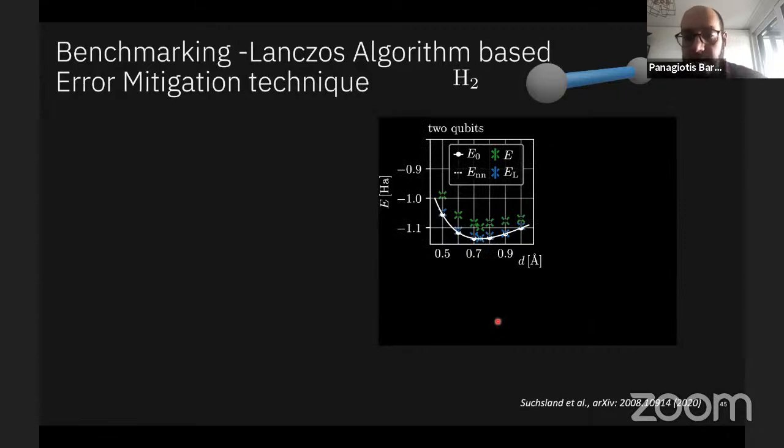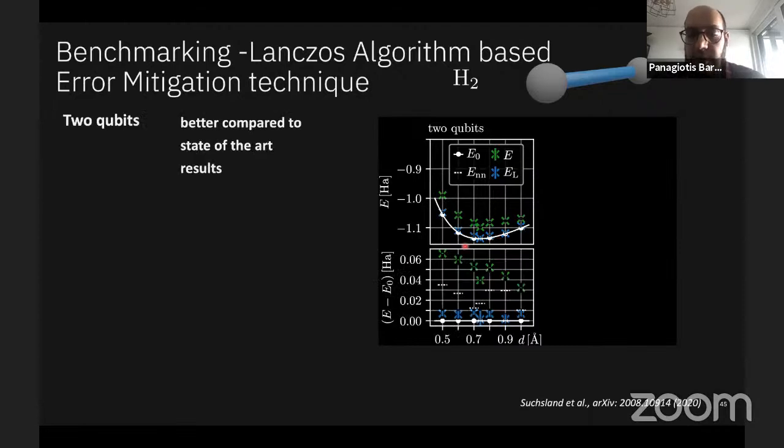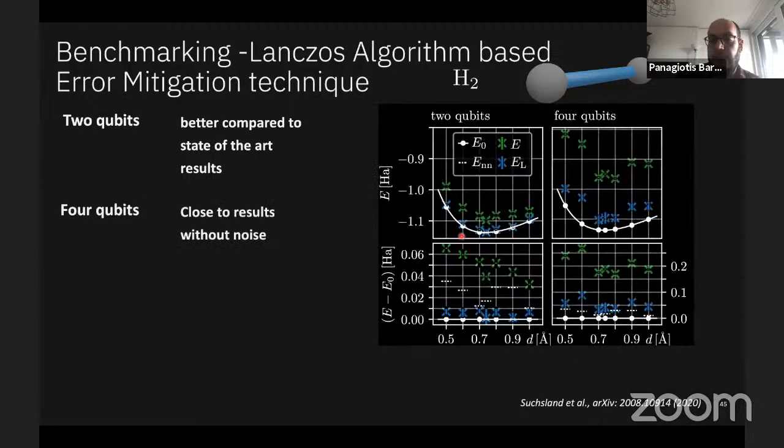This is for the case of the hydrogen molecule through the whole dissociation profile. You see that the errors are quite low, on the order of millihartree, and this is quite a good result. We compared this with the state-of-the-art results, and we see that we are not far from the state of the art. For the case of 4 qubits, we still have more errors, but we still get a much better result compared to the bare VQE calculation without any error mitigation.